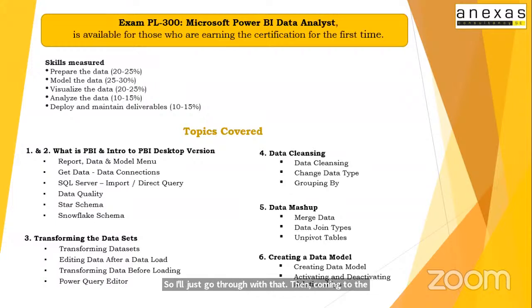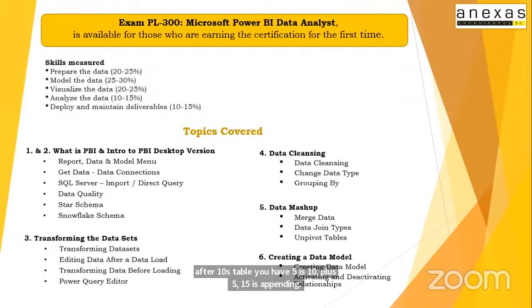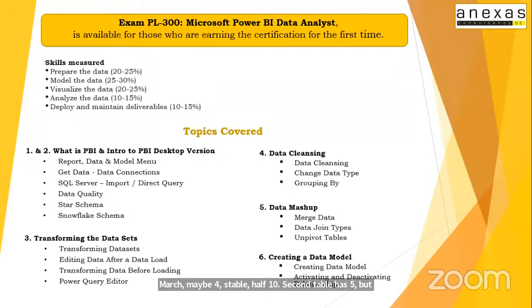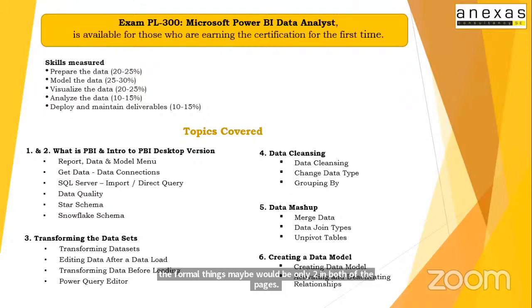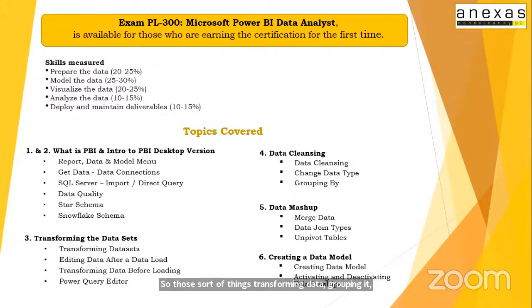Then coming to transforming data, like editing, we have the Power Query editor, which makes merging and appending data easy. So what is merging? Getting the common things from two or more tables. Appending is getting all the data: the first table has 10, the second table has 5, so 10 plus 5, 15, is appending. For merge, maybe the first table has 10, the second has 5, but the common things might be only 2 in both tables.